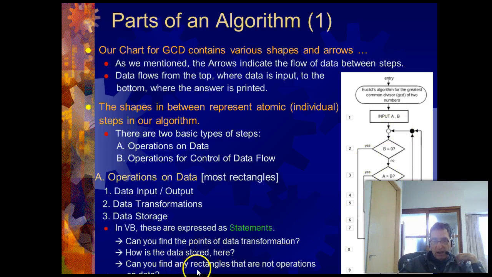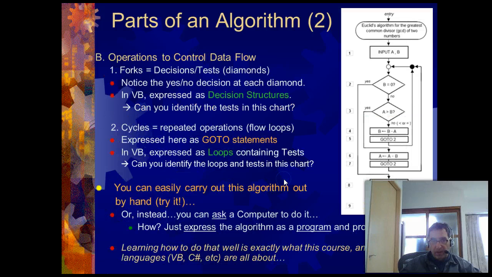Can you find any rectangles that are not operations on data? For example, this goto is not an operation on the data. Okay, operations to control data flow. So forks are decisions or tests. So these are diamonds. These are called forks because you can go either this way or that way. Okay?